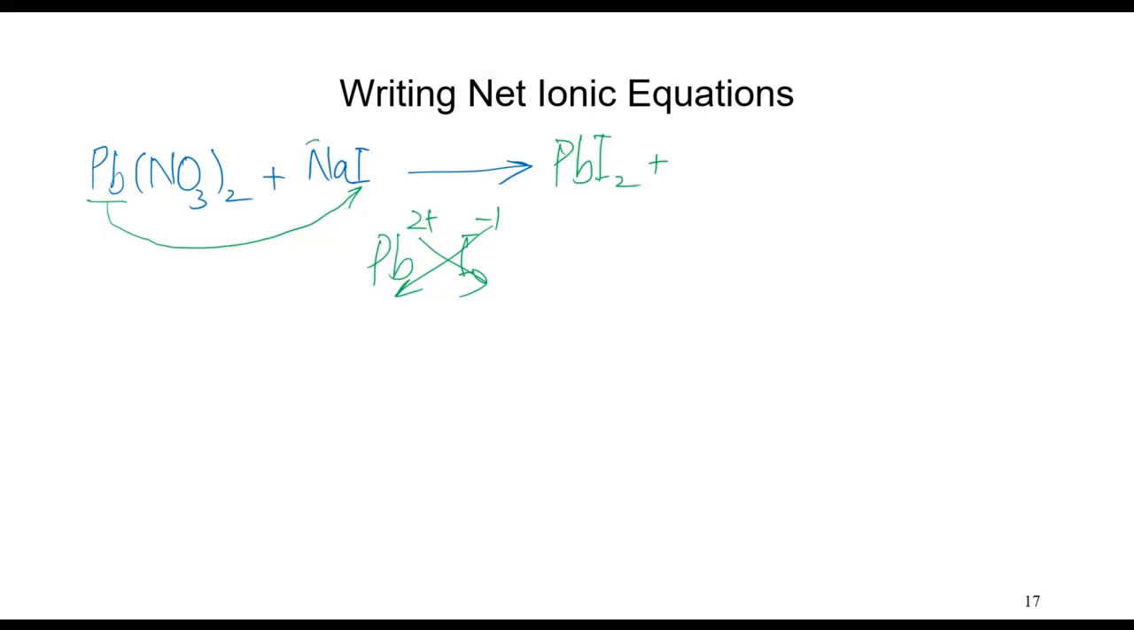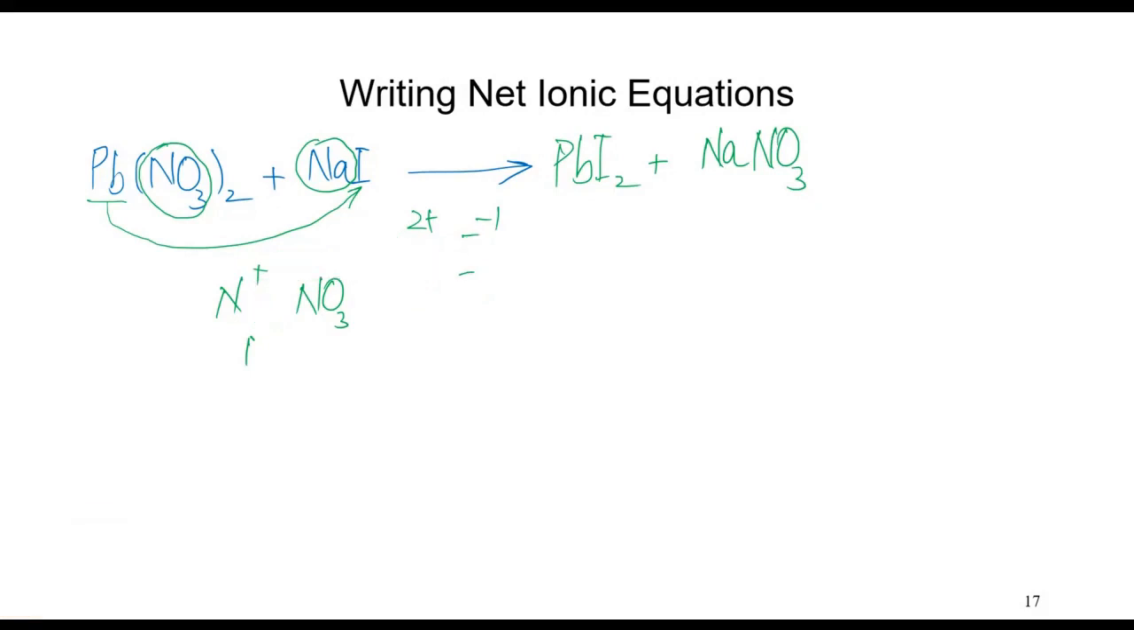Now second, this sodium, this positive ion, will attach with this NO3. And what is the correct formula? Sodium +1 and NO3 -1. So +1 and -1 will cancel. So the correct formula will be NaNO3. Very good. Excellent. Okay. Now you have completed this equation.